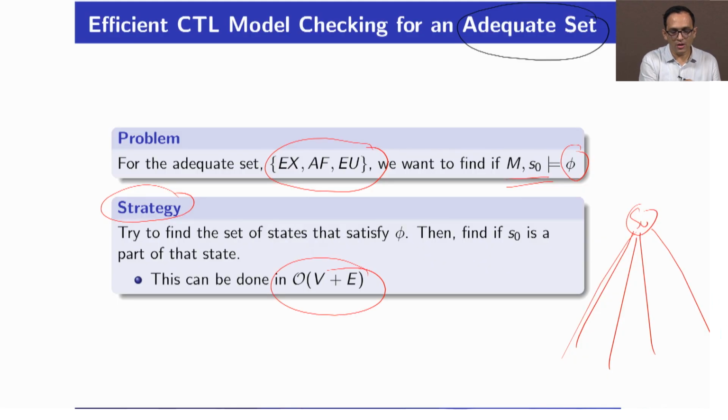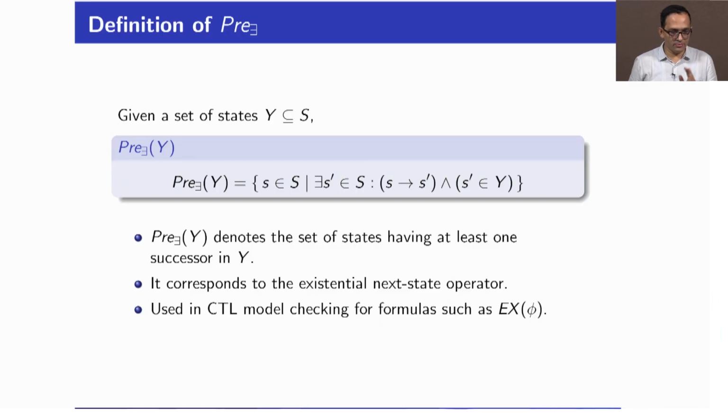Instead, what we discussed in the last class is that we will label the nodes with smaller sub formulas. I will identify all the states that we can mark or label with phi, and then I will check whether S0 is also labeled with that formula or not. This we can compute in order of V plus E, which is very efficient, polynomial time. So, the complexity of model checking is not exponential, it is polynomial. To do so, today I will define the formal algorithm.